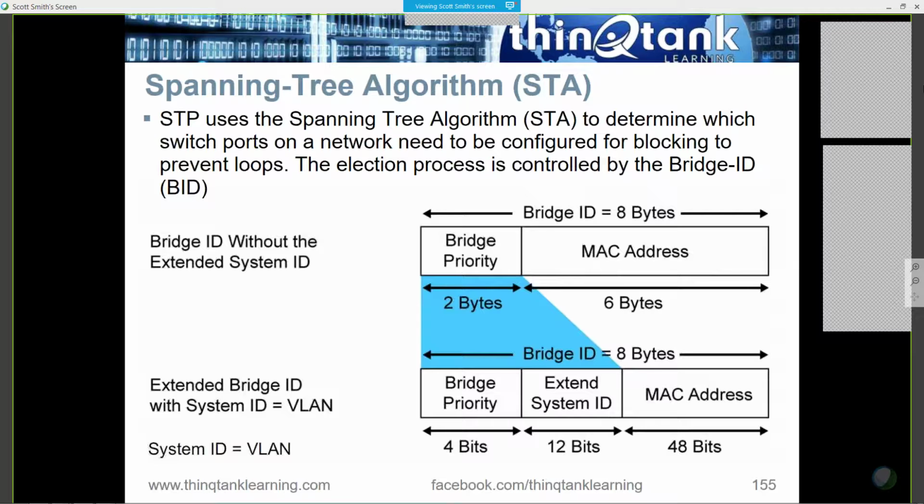They took the priority field, which was 2 bytes, and they split it into 2 pieces. The top 4 bits were still used for priority, and then the bottom 12 bits were used for the extended system ID. What happens to also be 12 bits when it comes to switches?